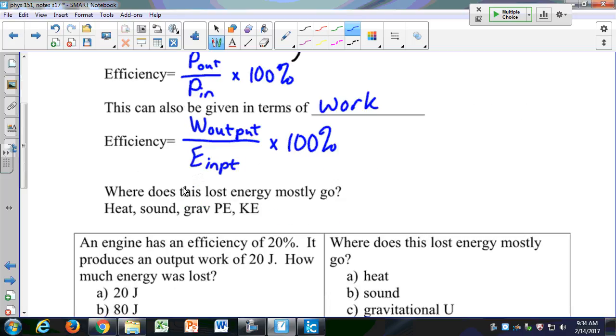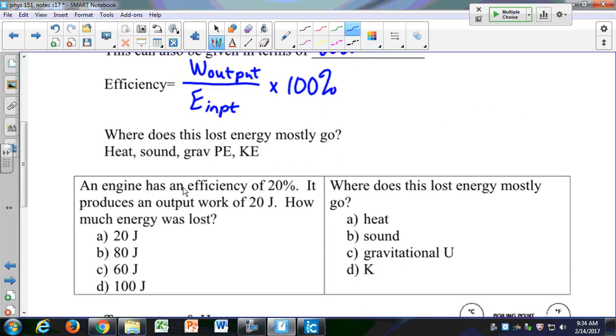Where does the lost energy usually go? Does it usually go into heat, sound, gravitational potential energy, kinetic? If you have a machine or a body or whatever, where does most of the energy that's lost usually go? Because if we have something that's less than 100% efficient, that means that you're losing energy along the way. Where does that energy usually go? It usually goes into heat.